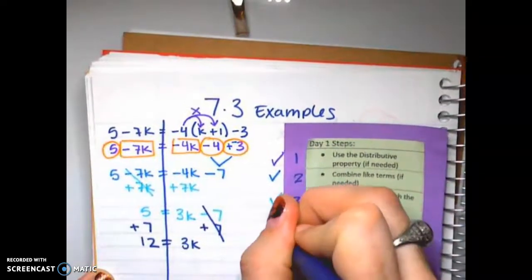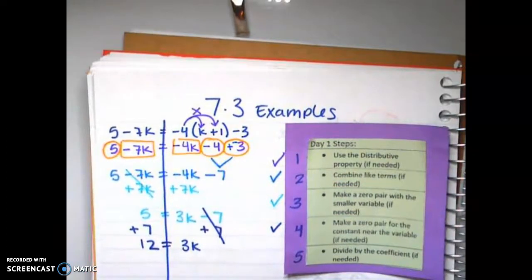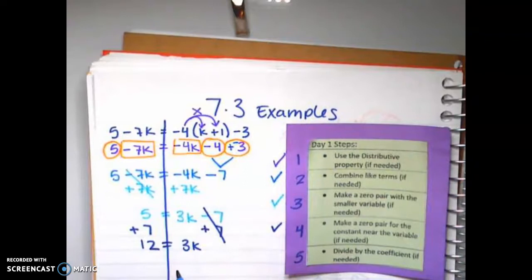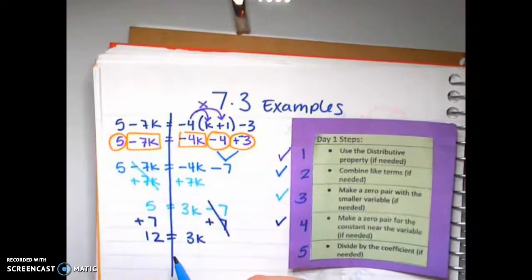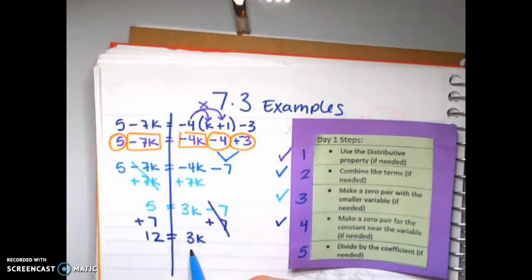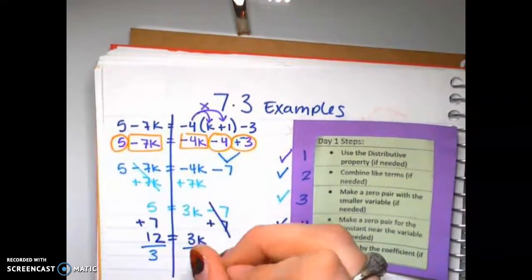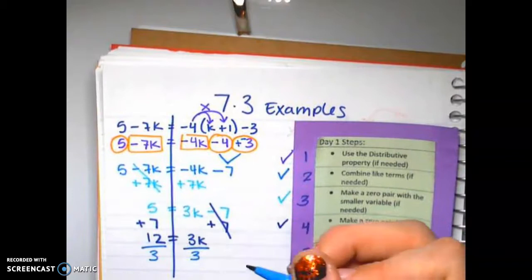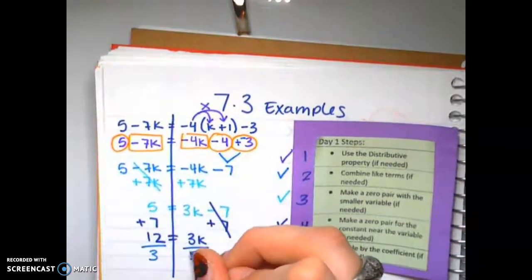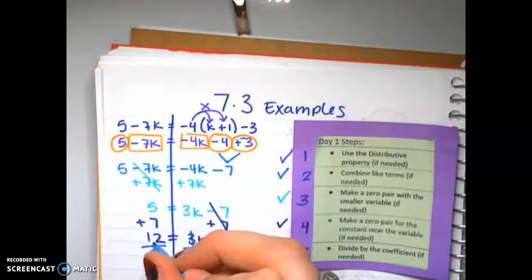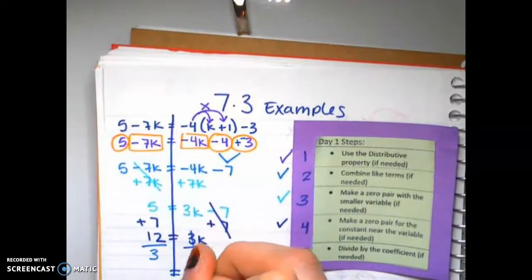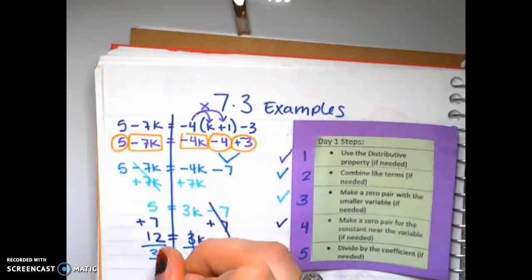Step 4, done. Last but not least, step 5, divide by the coefficient. The coefficient, again, is the number that's in front of a variable. The only number in front of a variable is 3, so I'm going to divide each side by 3. This way I get rid of the 3 from the k, because remember I want the variable all by itself. So 3 divided by 3 gets me 1, and 12 divided by 3 gets me 4, so I'm left with k, and k equals 4.